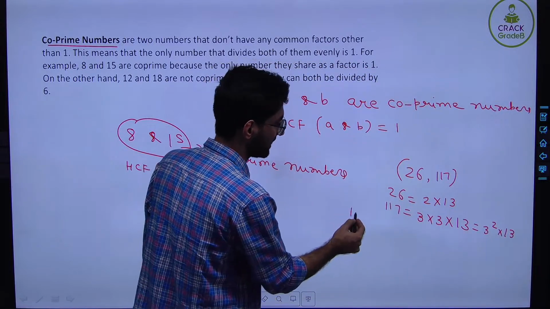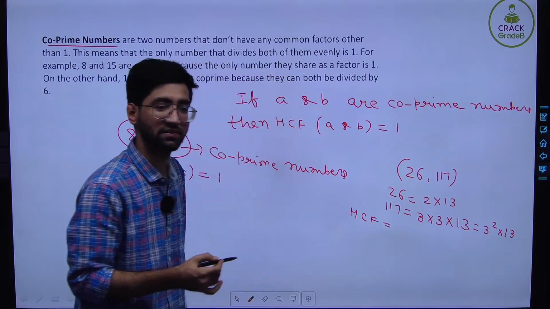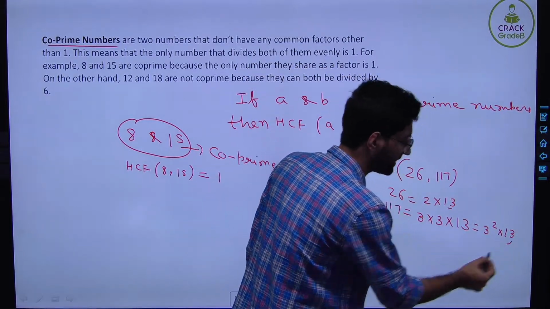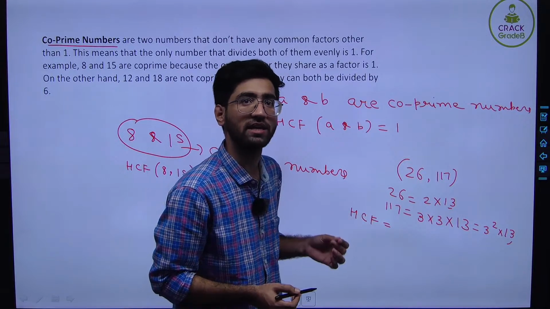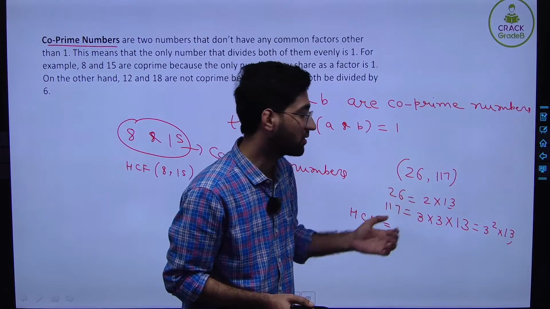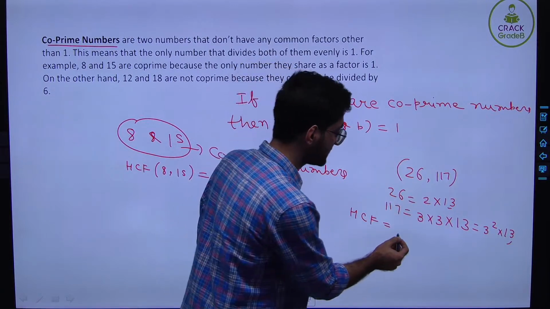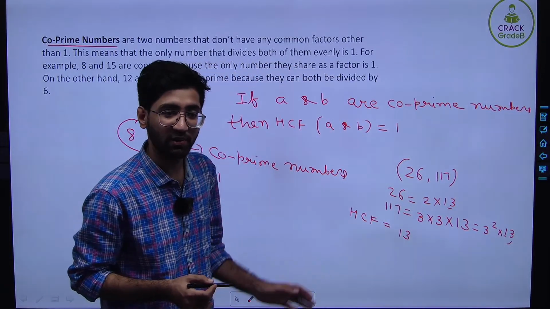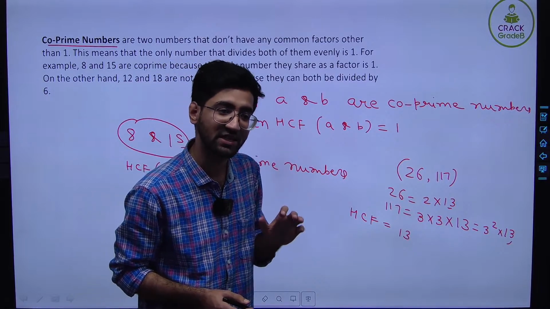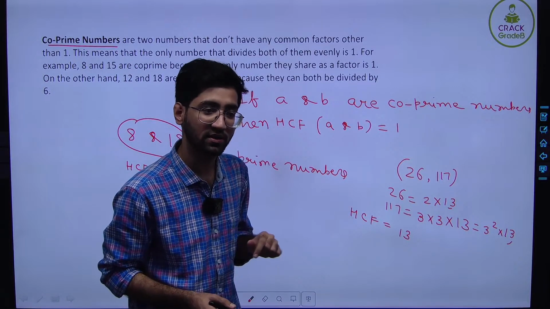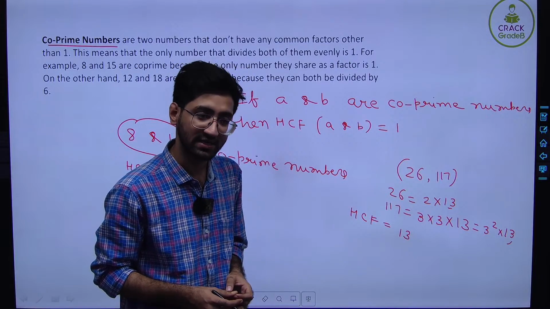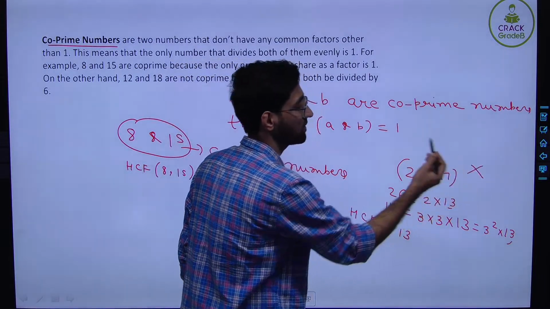Now we have to answer the HCF of 26 and 117. It means we will look at the common numbers, right? 13 and 13 are common, and we will take the minimum power of 13. Fortunately, in both numbers, the power of 13 is 1, so the HCF is 13, right? But the definition of two numbers being co-prime is that the HCF of those two numbers should be 1. If you look at 26 and 117, the HCF is 13. What does it mean? That these numbers are not co-prime numbers.